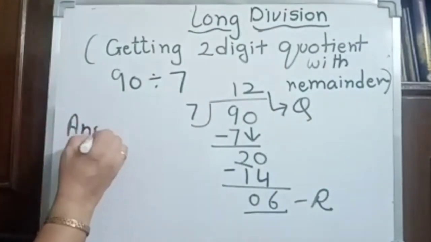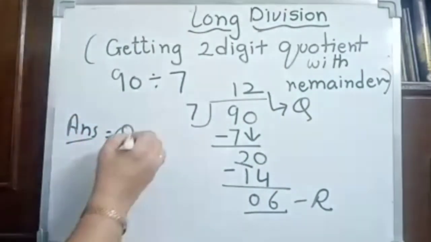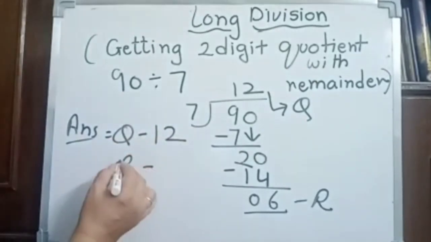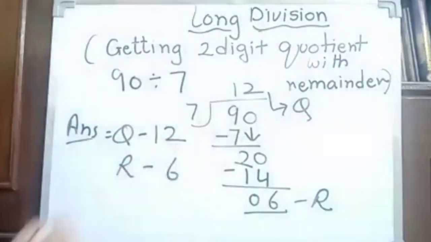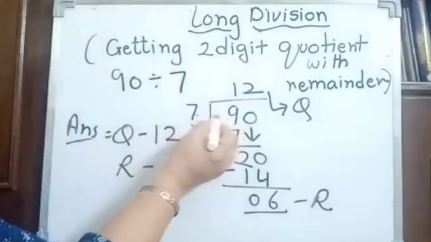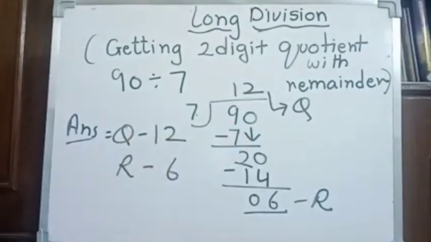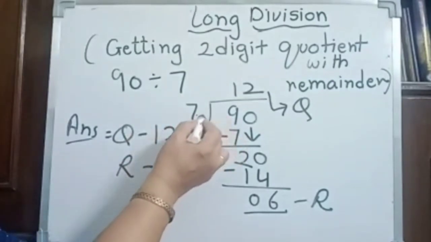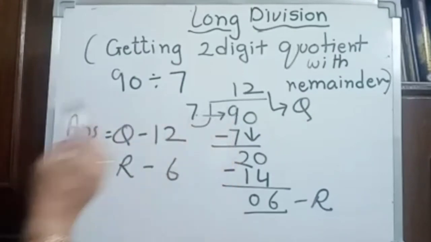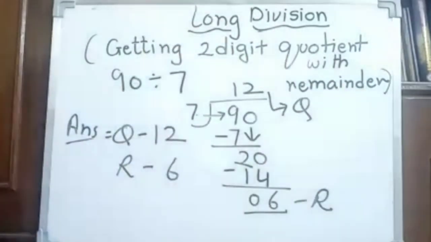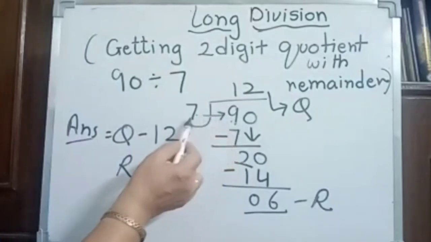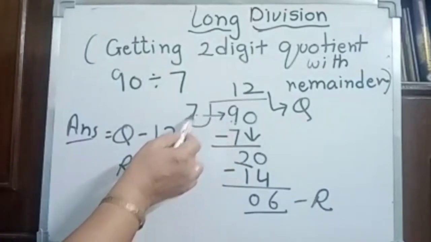What will be the answer? Write Q for quotient. Quotient is 12 and remainder. Write R for this. So take care of this always. Take the number very close to the divisor. If this number is less than this, then go to the next number. But if this number is greater than this, bigger than this, then count the table here only.